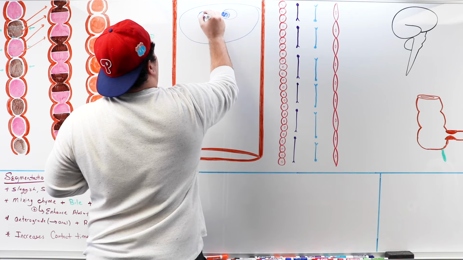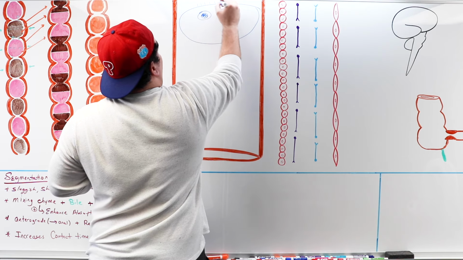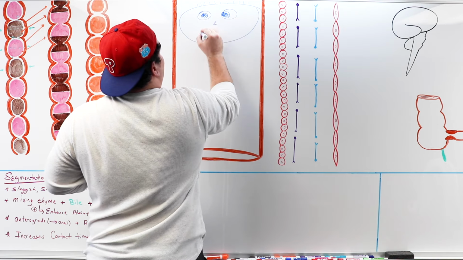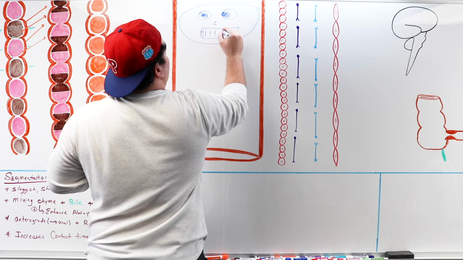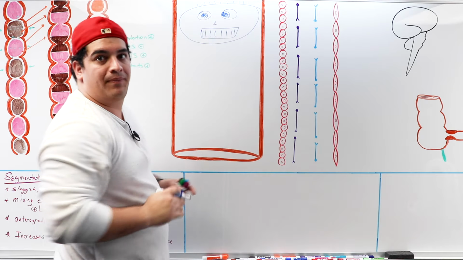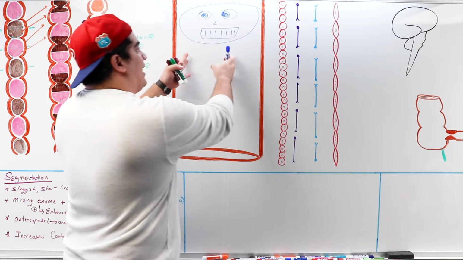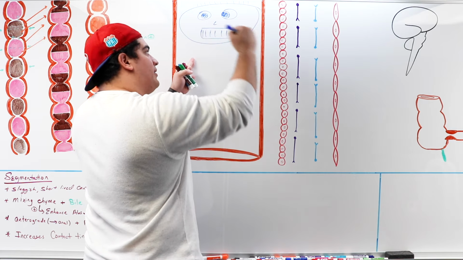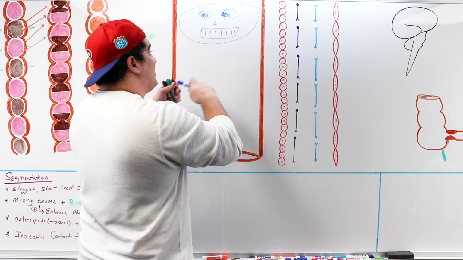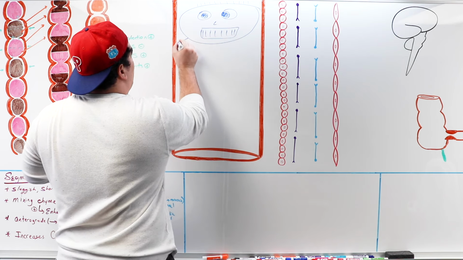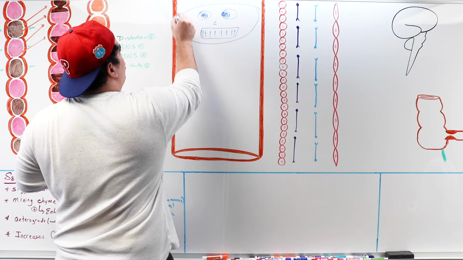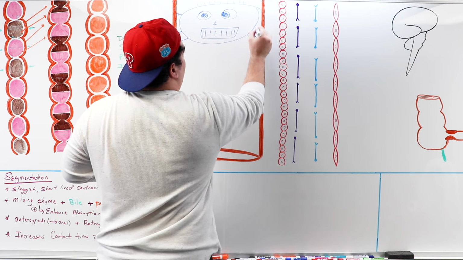And what's going to happen here is this food bolus is going to lead to distension. All right, so this food bolus gets into this area of the small intestine. Let's say it comes out of the stomach, goes into the small intestine, and triggers distension. Once it enters the small intestine, it's going to stretch the walls of the small intestine.